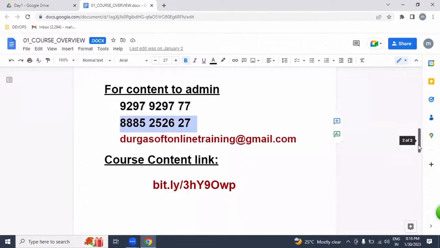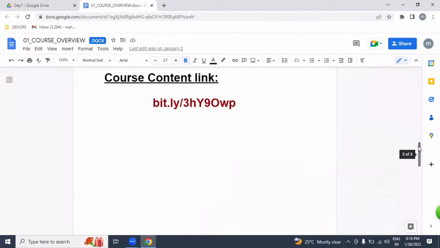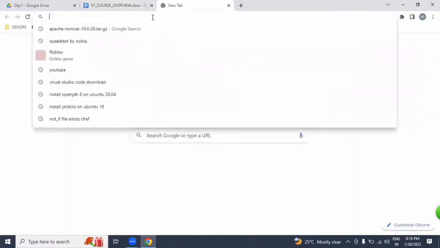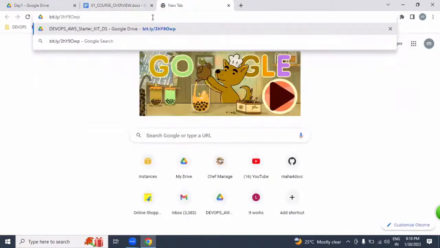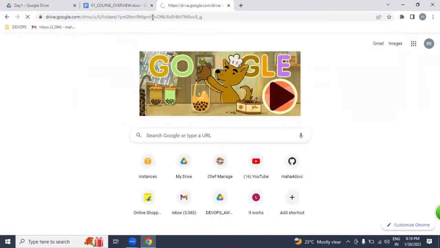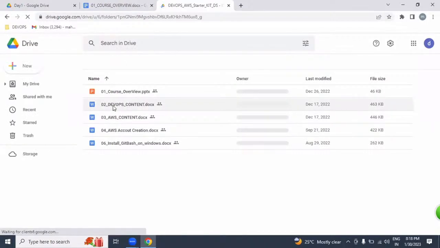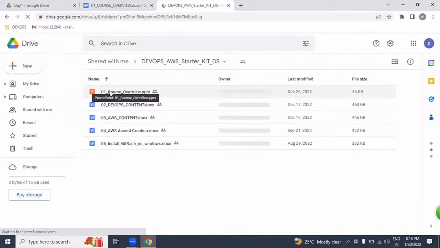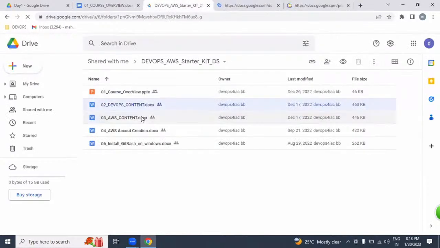Moreover, what exactly are we going to be covering in these 4.5 to 5 months? So what is the course content? I'm going to share the course content link with you in the chat. If you copy paste this link in any browser from your laptop, you can access my course content. So what exactly am I going to be covering in DevOps? The first document is always course overview. The second document is DevOps content. The third document is AWS content.